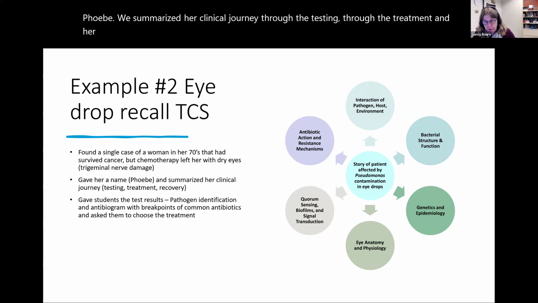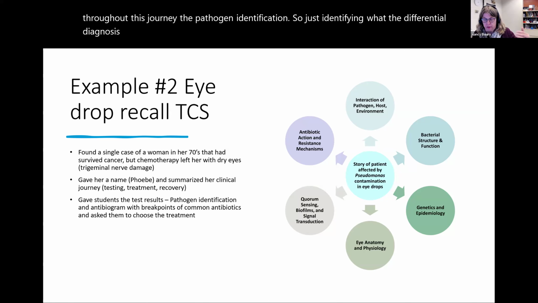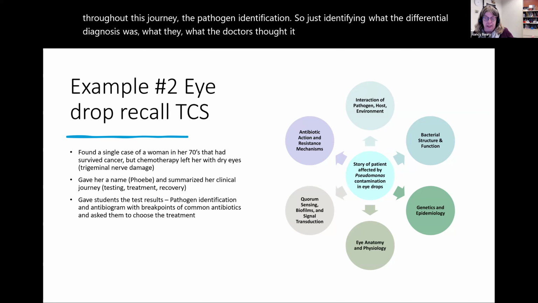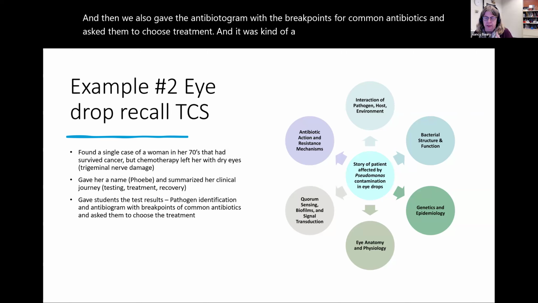But as we were doing that, we gave the students, at various time points throughout this journey, the pathogen identification. So just identifying what the differential diagnosis was, what the doctors thought it might be, what tests they ran, how they did that. And then we also gave the antibiogram with the breakpoints for common antibiotics and asked them to choose treatment. And it was kind of a trick question because the antibiogram showed that nothing that they had would work.